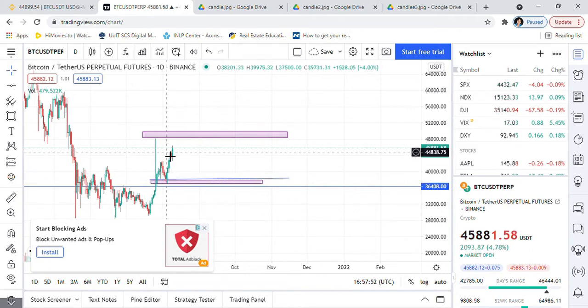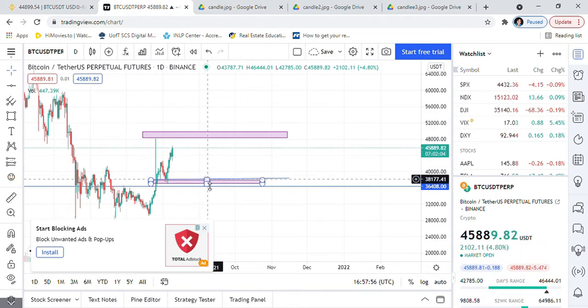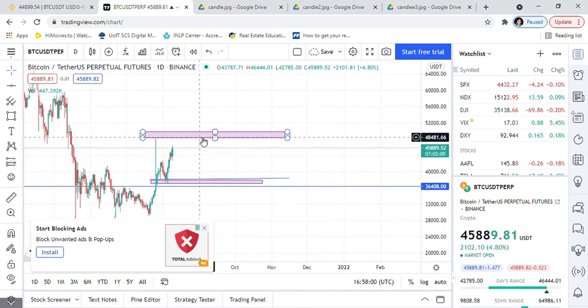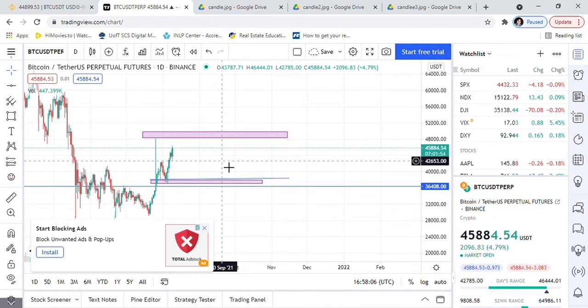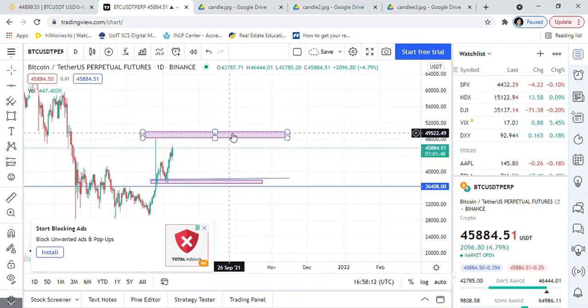But sometimes it will not go back all the way down to the support. So that's why you don't want to just wait for it to go back all the way to the support. You want to take your profits a little bit above the support, just in case it doesn't go all the way down here, because it may go down a little and then go back to the resistance again, and then it breaks through and starts going higher.